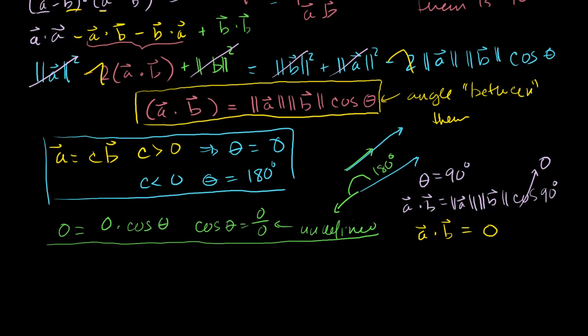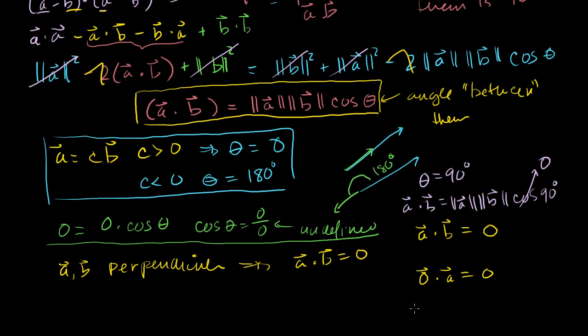And so this is another interesting takeaway. If A and B are perpendicular, then their dot product is going to be equal to 0. Now, if their dot product is equal to 0, can we necessarily say that they are perpendicular? Well, what if A or B is the 0 vector? The 0 vector dot anything is always going to be equal to 0. So does that mean that the 0 vector is perpendicular to everything?